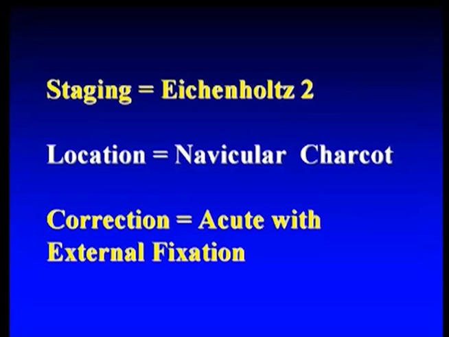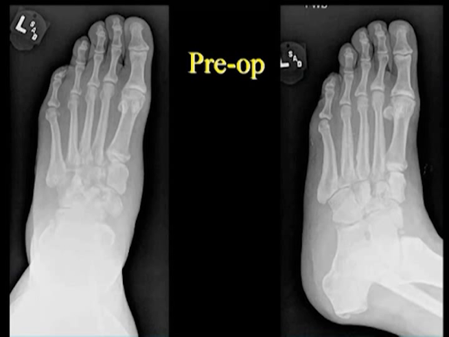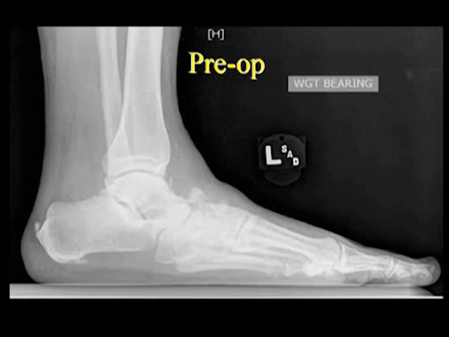How about this example? This is stage 2 Eichenholz. This is a navicular Charcot, again a midfoot Charcot, but this is not just acute correction, we're adding external fixation for additional stability. So here's an example of the navicular Charcot. You see the collapse of the navicular on the talus, the shortening of the medial column. You see the sagittal plane deformity as well, the faults through the navicular region. And this foot was also unstable.